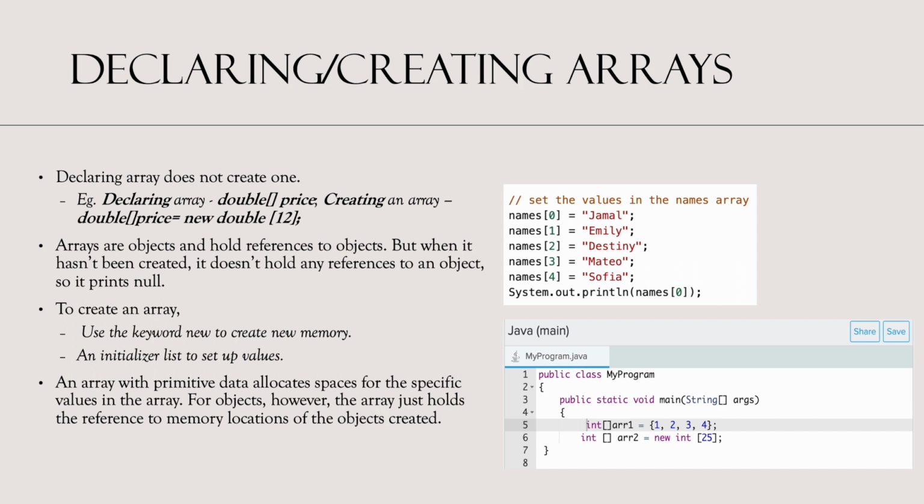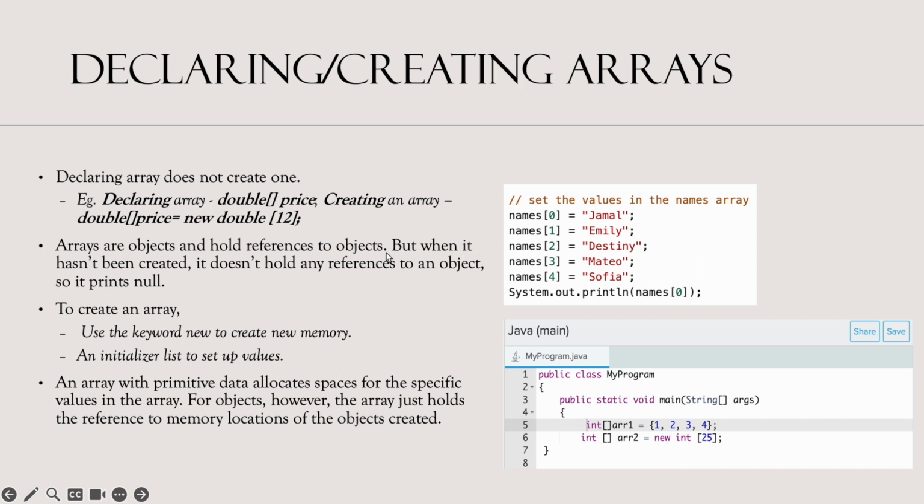Okay, so declaring or creating arrays. Declaring an array is not the same as creating one, right? Declaring an array is double square brackets price. However, creating is when you say new double 12, right? Creating is when you allocate the specific spaces for the specific number of elements that you need in your array. Now remember, arrays are objects. They are not variables, they're objects. And so they hold reference to objects.